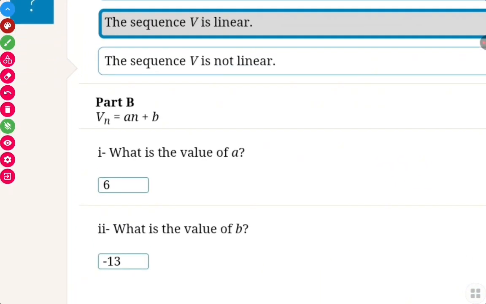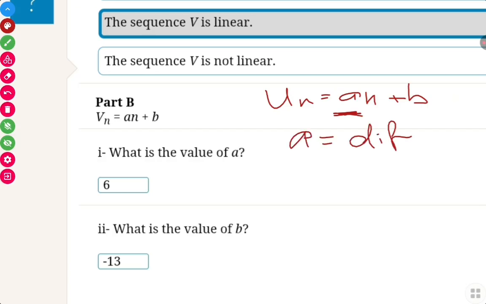They want us to find the value of a. The general rule for a linear sequence is un equals an plus b. So to find a, you don't have to solve for anything. A is equal to the difference. The difference we got was 6, so a is just equal to 6.